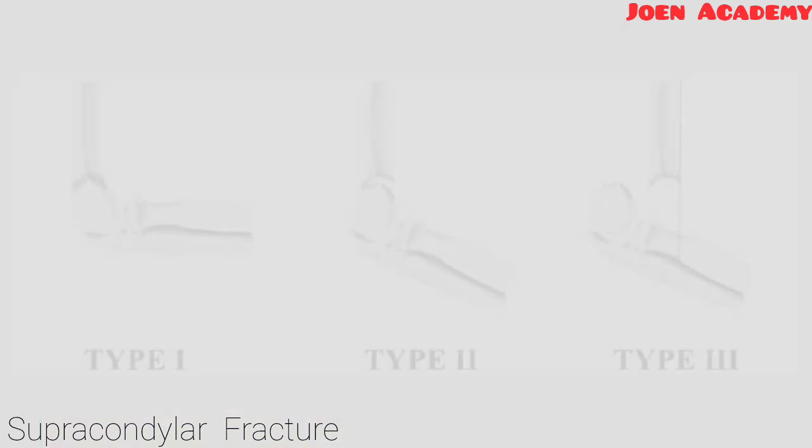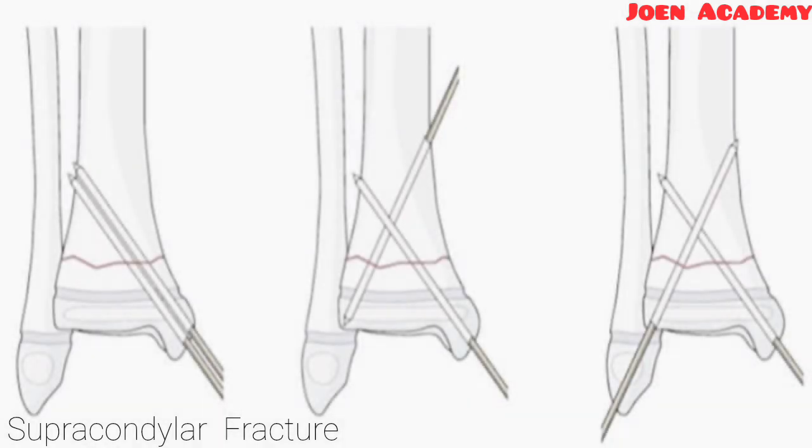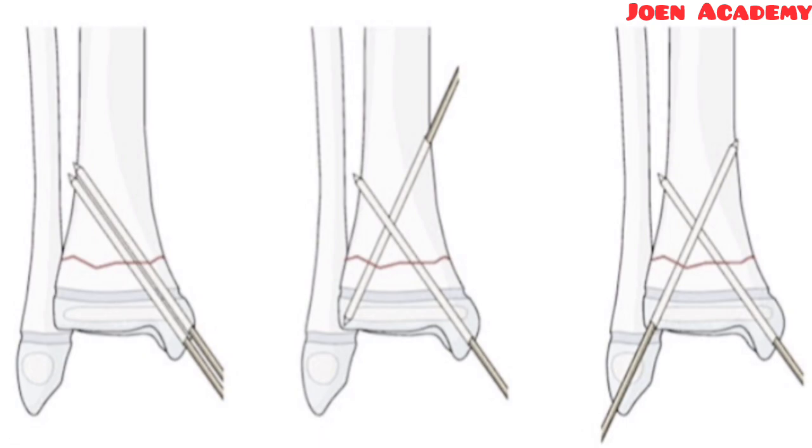The Gartland classification is used for these fractures. Type 1 is minimally displaced. Type 2 is displaced but with an intact posterior cortex. Type 3 is completely off-ended. Type 1 can usually be managed conservatively with an above-elbow cast, whereas types 2 and 3 typically require surgical fixation with crossed bicortical K-wires.